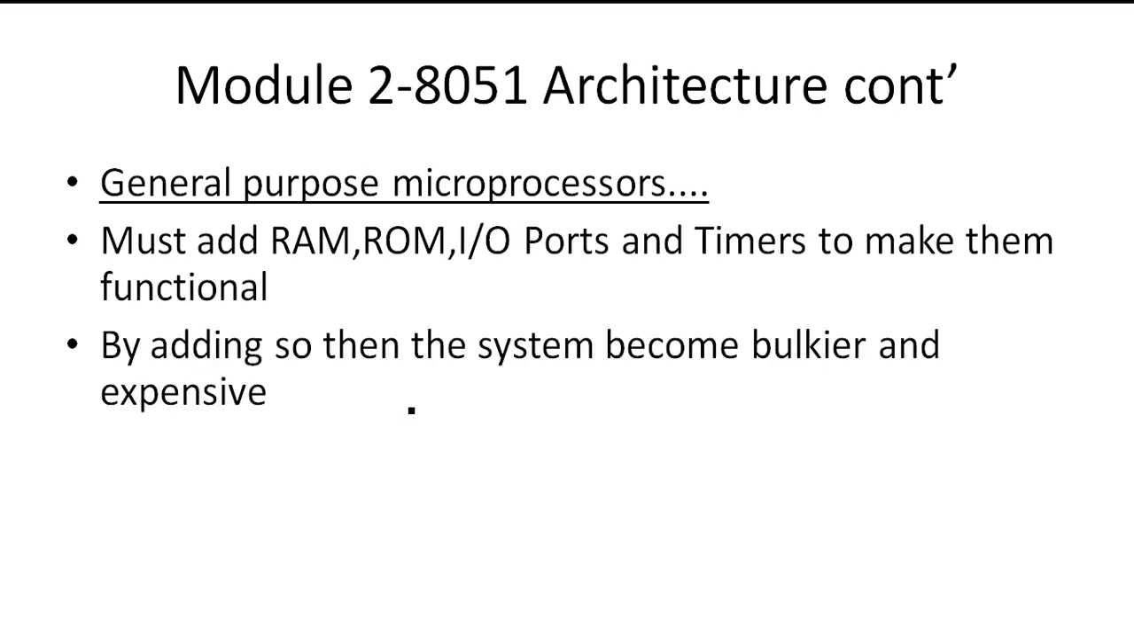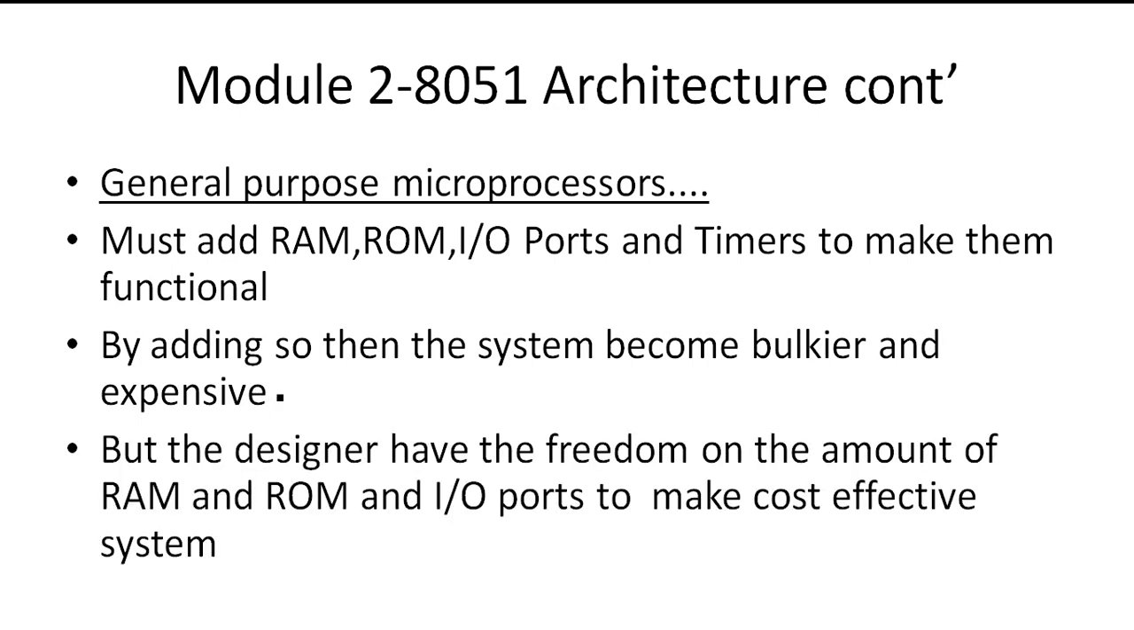By adding these, the system becomes bulkier and expensive. This is the second point. The third point is that the designer has the freedom over the amount of RAM, ROM and IO ports to make a cost effective system. For example, if you want to make a small computer, you need to support it with RAM and ROM in less amount, so that, for example, an Atom processor microprocessor computer is designed to handle simple Word and internet Chrome operations only.